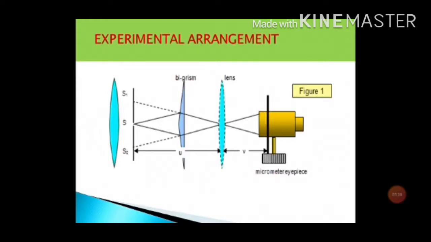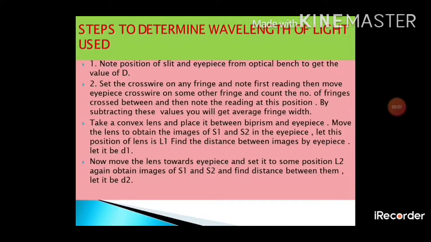As you can see on the screen, the distance between the slit and the micrometer eyepiece, you can write down as capital D, and it can be directly noted down from your optical bench. We will discuss the steps to determine the wavelength of light used.